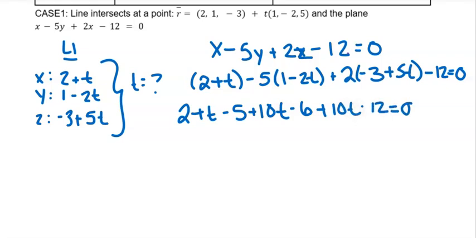And I'm going to combine my like terms, and I'm going to see that 21t equals... If I add all those up, 2, -5, -6, and -12, and then put it to the other side. So therefore, this is happening when t equals 1.